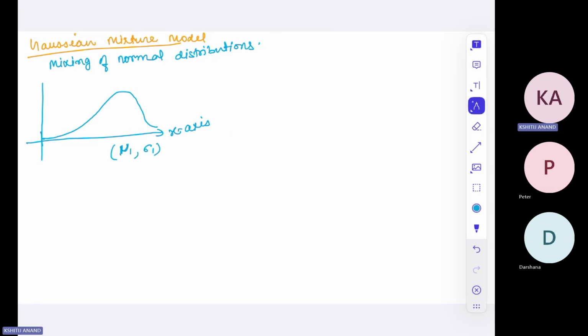On the same axis we can have another normal distribution, on the x-axis only, which can have another mean and another variance. Let us say it is mu2 and sigma 2.